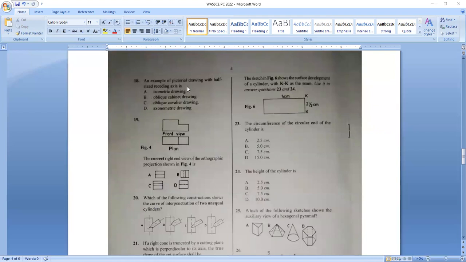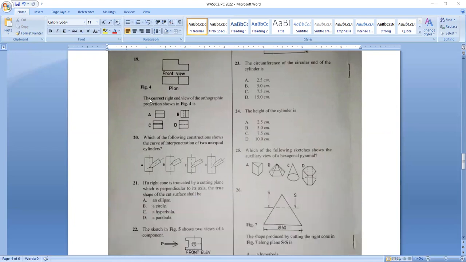An example of a pictorial drawing with half-size receding axis is oblique cabinet drawing. That is option B. Question 19 says that the correct right-hand view of the orthographic projection shown in figure 4 is, that is option A, is the correct right-hand view.